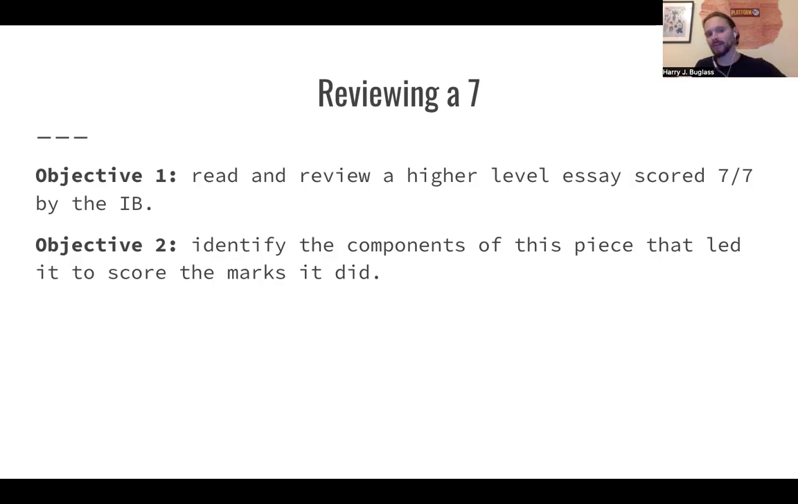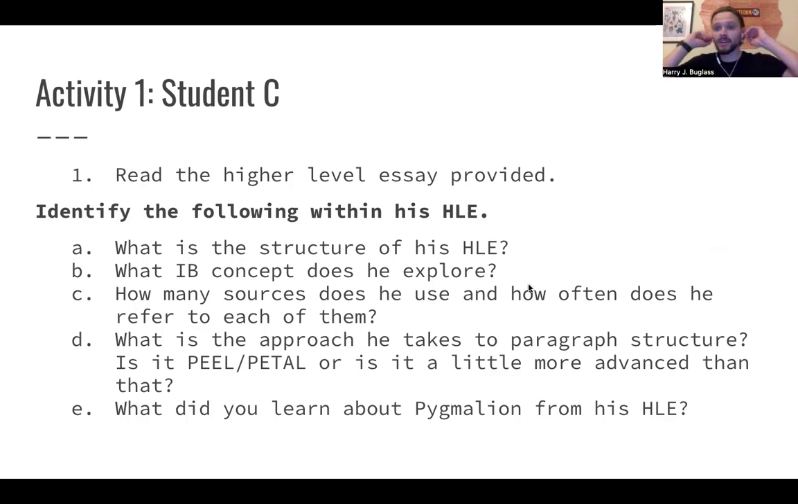And as part of that review, we have objective number 2, in which you will be identifying the components of this piece that led it to score the marks that it did. So not just knowing what it scored, but how it scored it and why it scored that mark. I'm not comparing it to lower marked essays because I want you to really unpack excellence and replicate it. So, activity number 1. The reason it's student C is because for the IO recording, we have student A and student B. Anonymity.